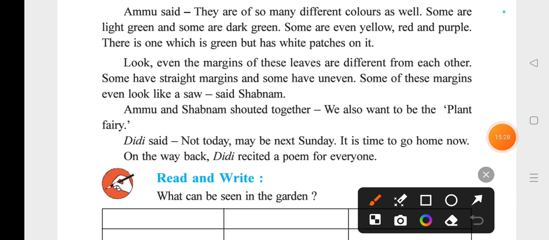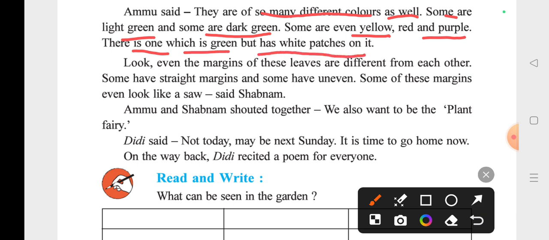Amu said there are so many different colors as well. Some are light green, some are dark green, some are even yellow, red and purple. There is also one which is green but has white patches on it. Yes, now Amu is saying that they are different in colors. Let's see some examples.